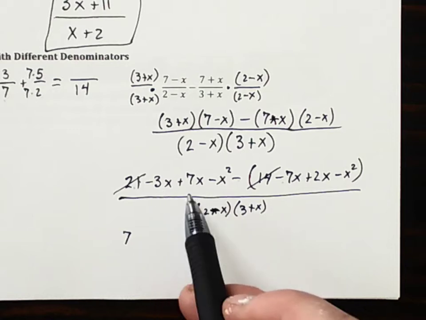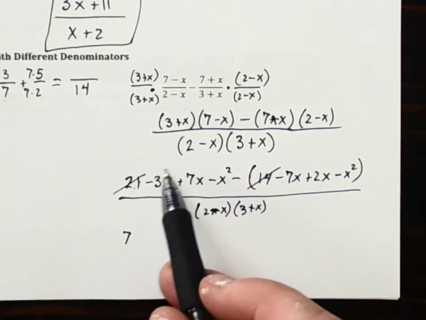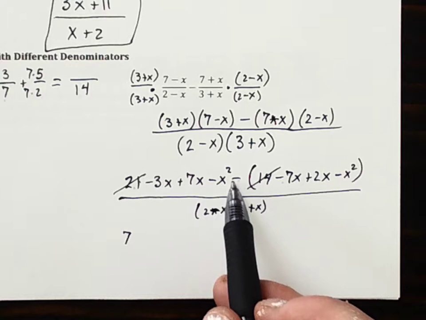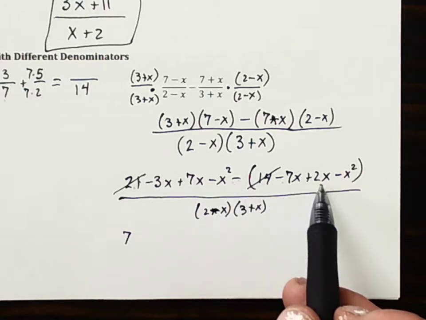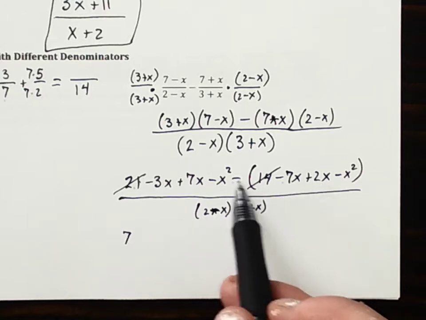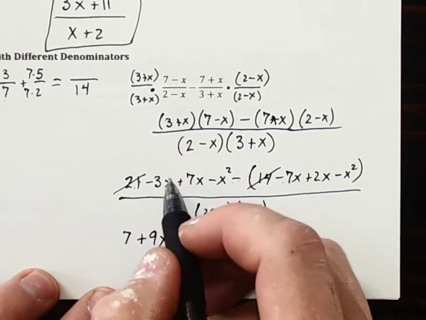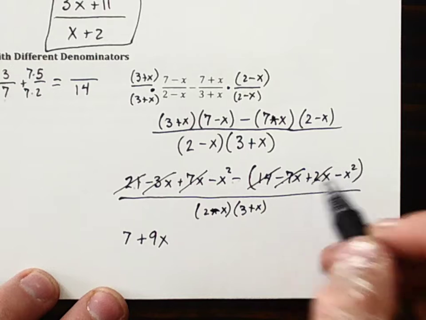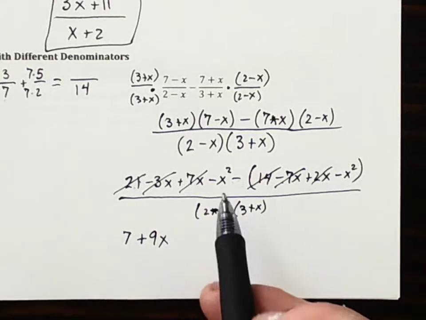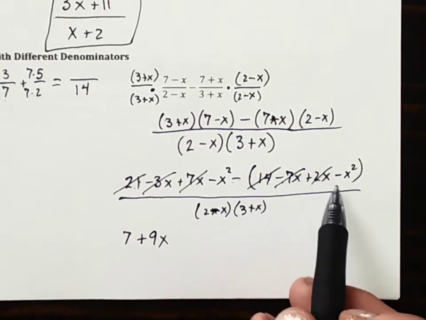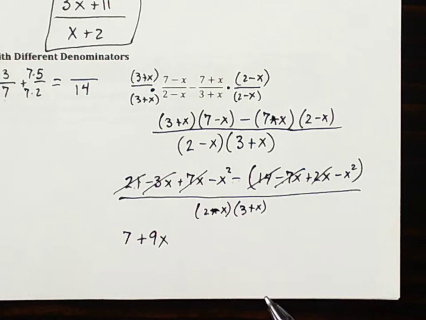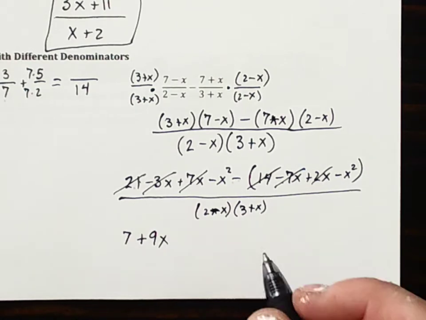Negative 3x plus 7x is 4x. 4x minus 2x is 2x, plus 7x is 9x. So this and this and this and that all make 9x. And negative x squared plus x squared is 0. So the answer is 7 divided by 9x.